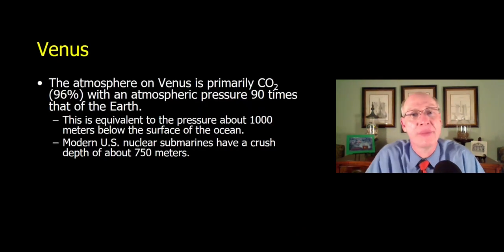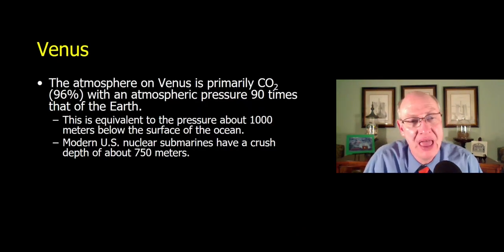All right, so now let's talk about Venus and Mars. The atmosphere on Venus, Venus's atmosphere, is primarily carbon dioxide. It's 96% carbon dioxide, and its atmospheric pressure is 90 times the atmospheric pressure of Earth's atmosphere.